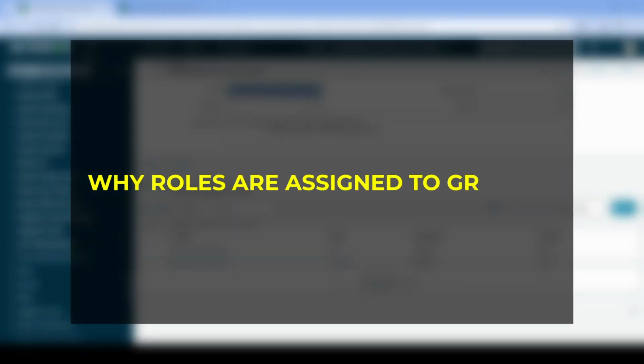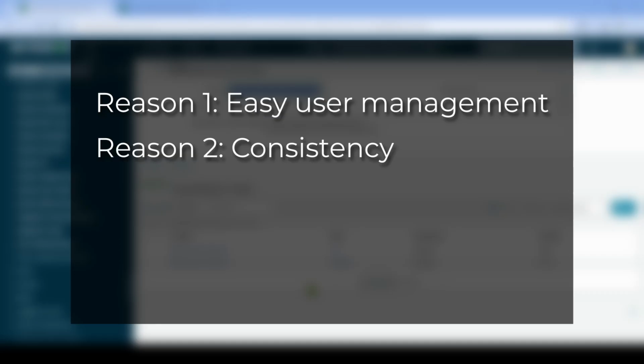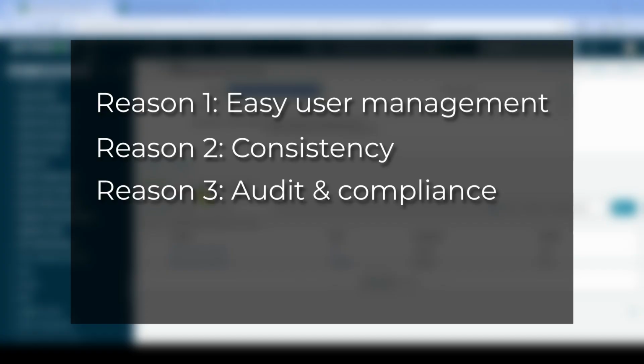Why are roles assigned to groups? Reason 1, easy user management. When someone joins or leaves a team, just add or remove them from a group. No need to touch roles again and again. Reason 2 is consistency. Everyone in the same team gets the same access. No missing permissions, no confusion. Reason 3, audit and compliance. In real projects, auditors prefer group-based access. It's easy to explain who has what access and why. That's why in most projects, roles are assigned to groups, not directly to users.